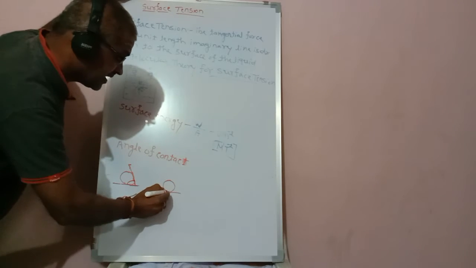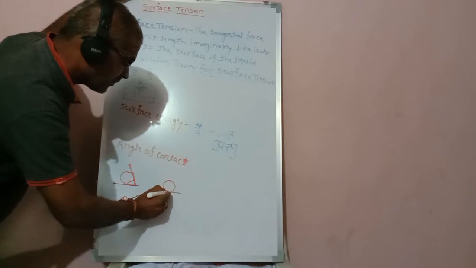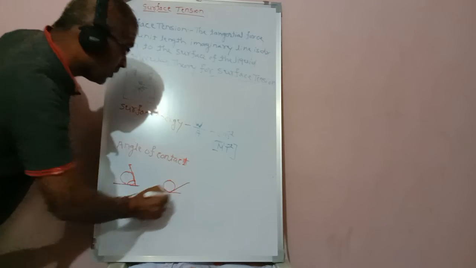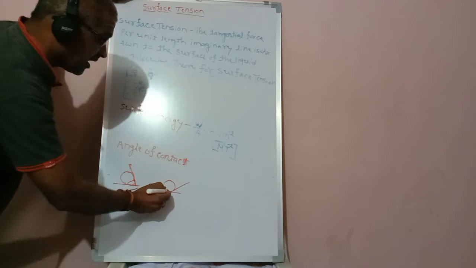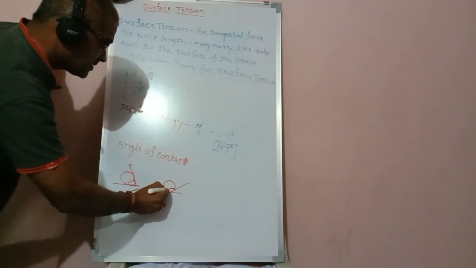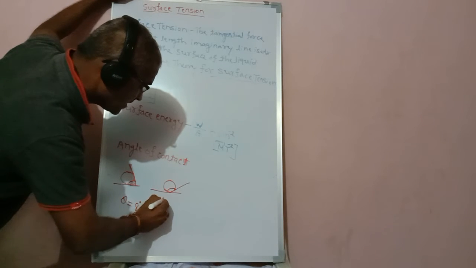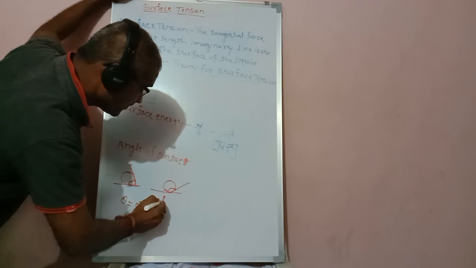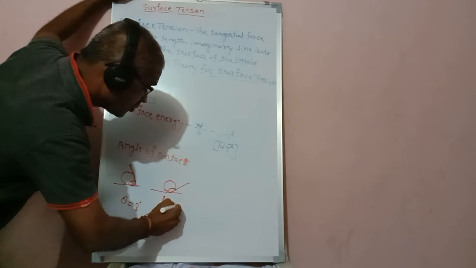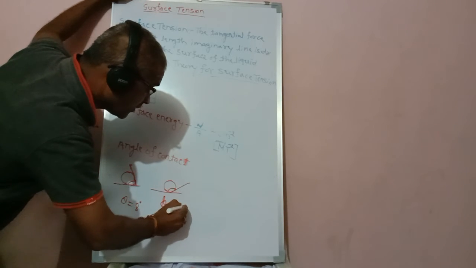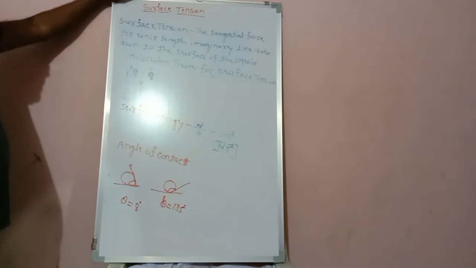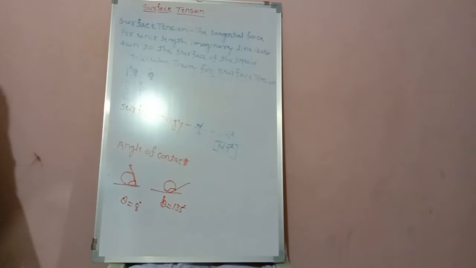And this is for mercury and the glass surface. Mercury and the glass surface is about 135 degrees. What is meant by the angle of contact?